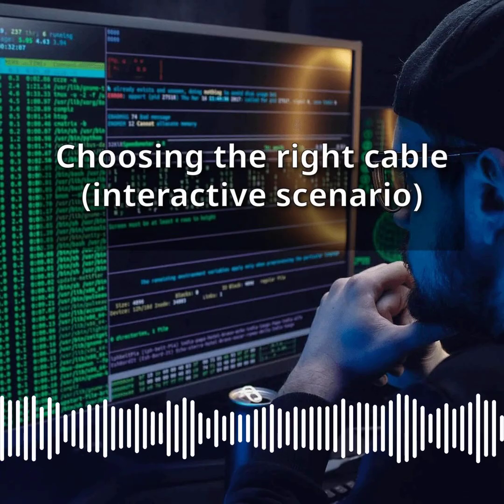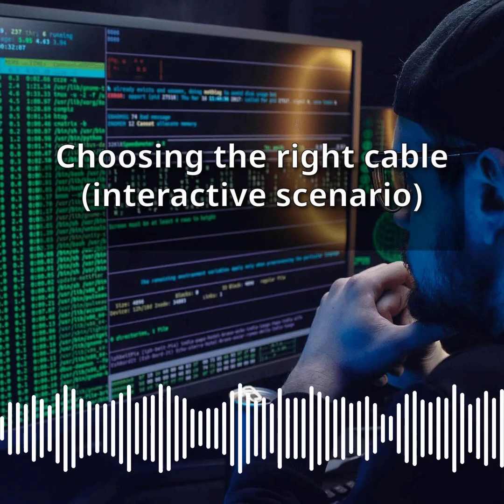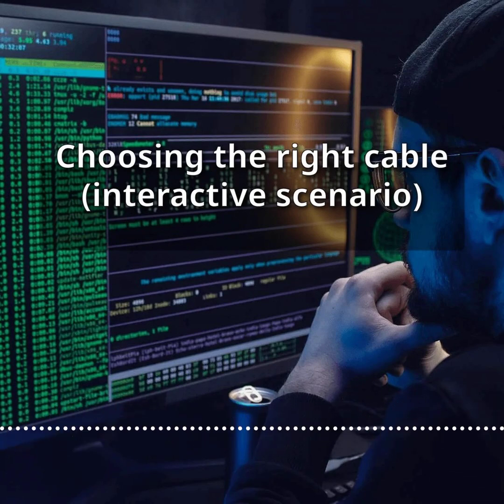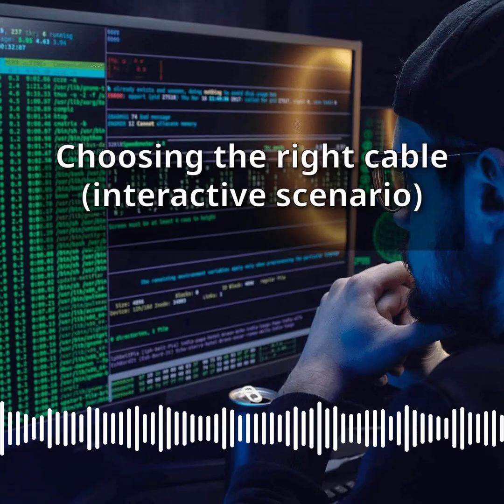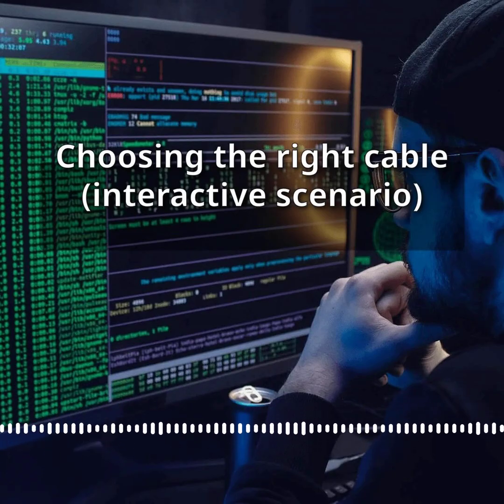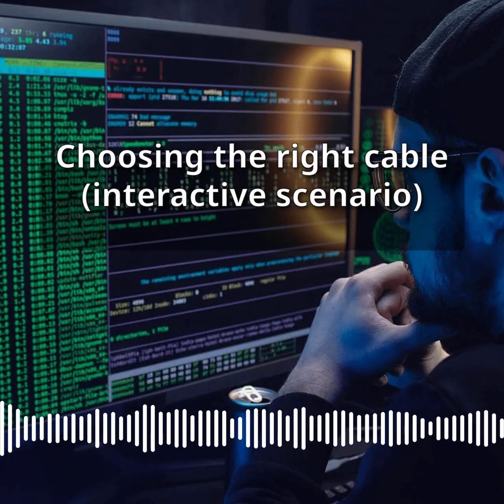Scenario 2. Inter-building link. 2 buildings on the same campus are 350 meters apart. The link must carry 10 gigabits per second of throughput and cross a parking lot with heavy electrical equipment, generators, vehicles. Downtime is not acceptable.